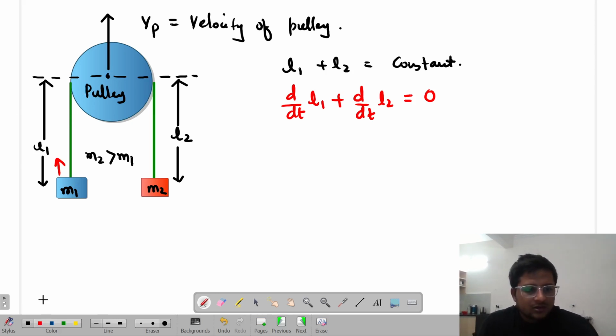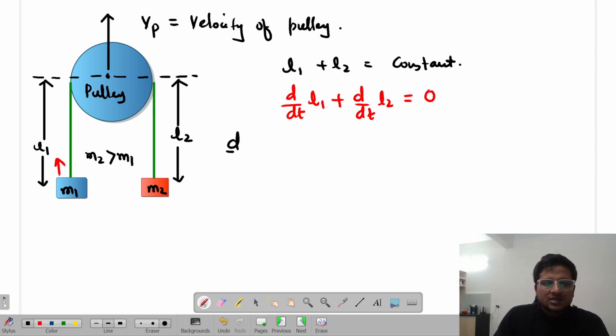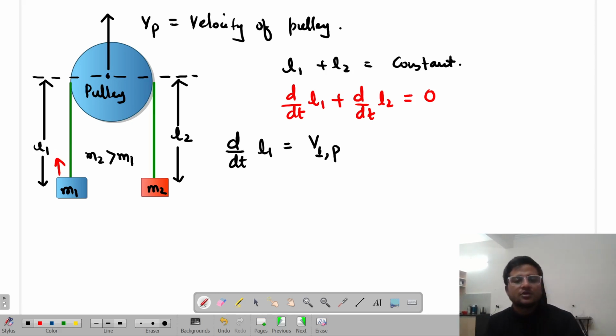So basically, this velocity of mass m1 also depends on the velocity of the pulley, isn't it? This variable length, if we notice the change in L1, the change in L1 depends on how mass M1 is moving with respect to the pulley. So basically d by dt of L1 is nothing but what? The velocity of mass m1, the velocity of 1 with respect to the pulley. Are you able to get me or not?